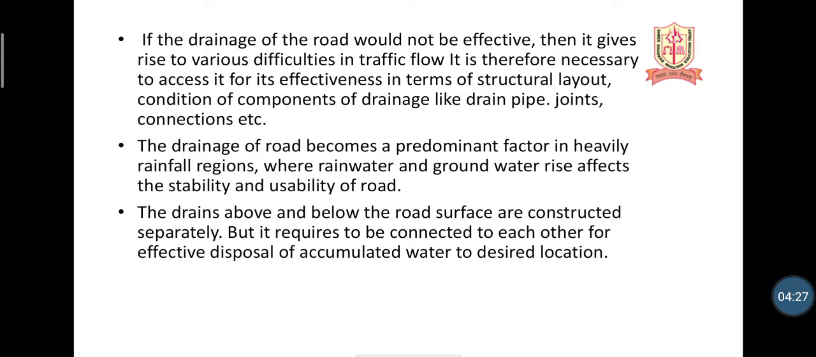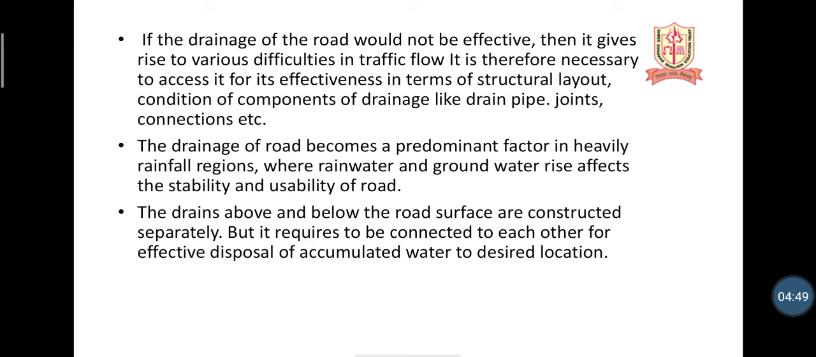Drainage of the road becomes a predominant factor in heavy rainfall regions, where rainwater and the rise of groundwater affect the stability of the road. If the rainfall is very high, then obviously we have to periodically check whether there are any defects in our road and our drainage system.